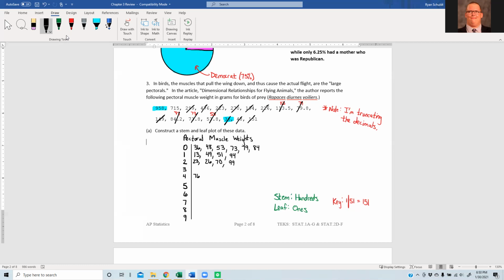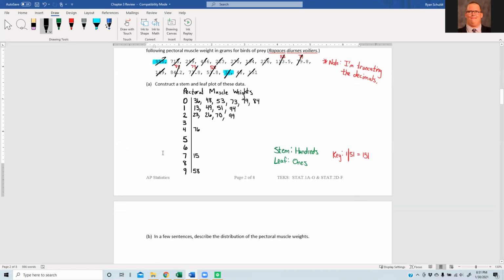Then I'm down to a 715. So go down to 7, put my 15, cross it out. And then 958. So I should have everything now on there. I've built my stem and leaf plot.